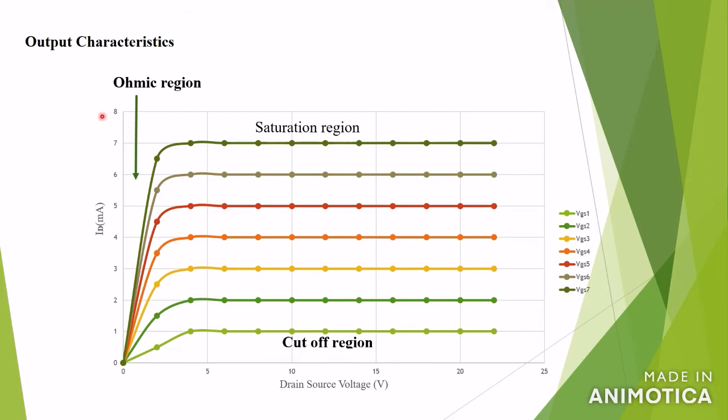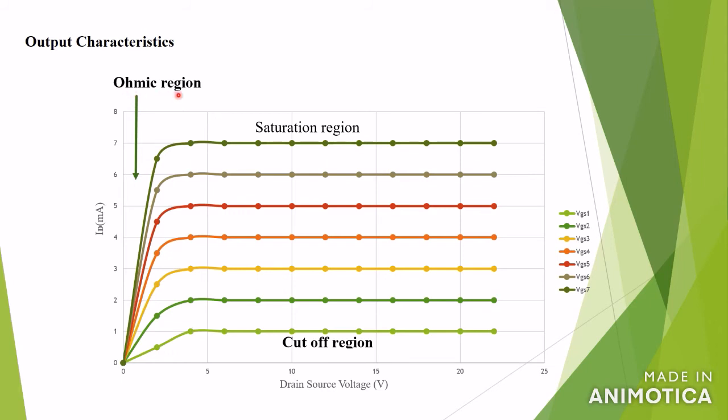One is the cutoff region, second one is the ohmic region, and third one is the saturation region. In the cutoff region, the gate source voltage VGS is lesser than the threshold value. When the gate source voltage is lesser than the threshold value, no current will flow through the device. ID will be equal to 0, and the MOSFET is said to be in off condition.